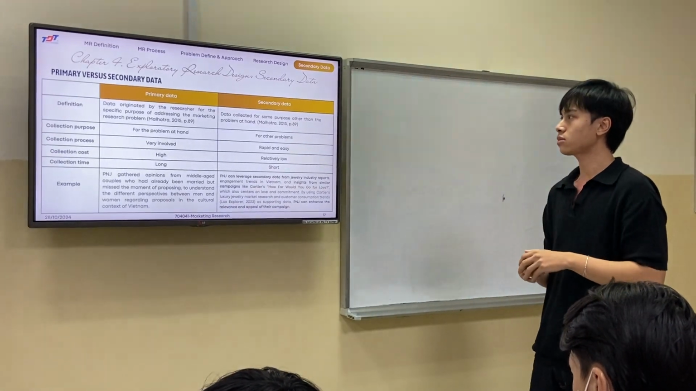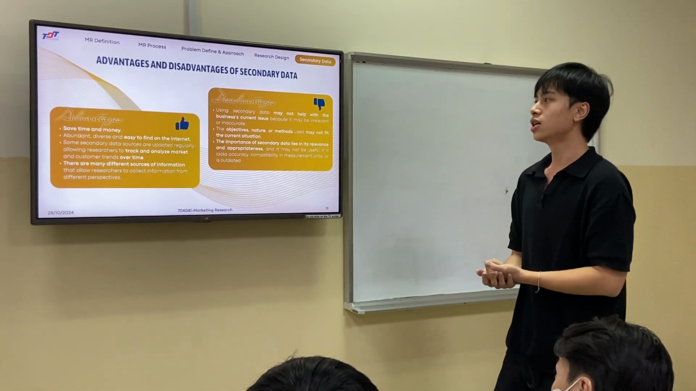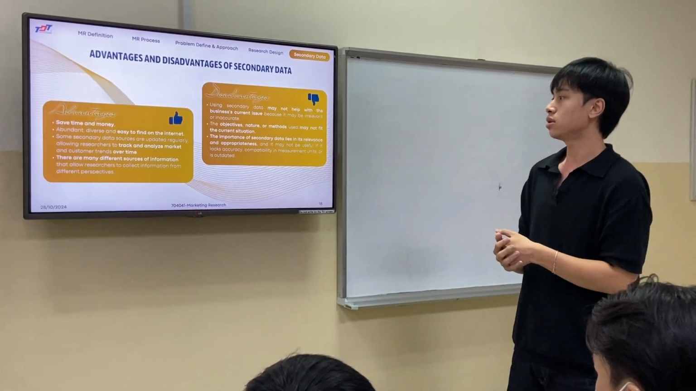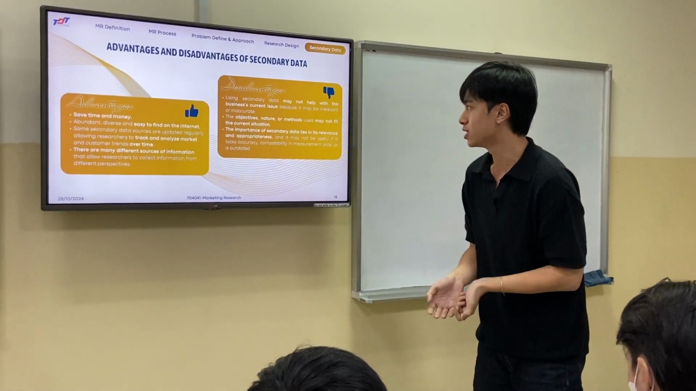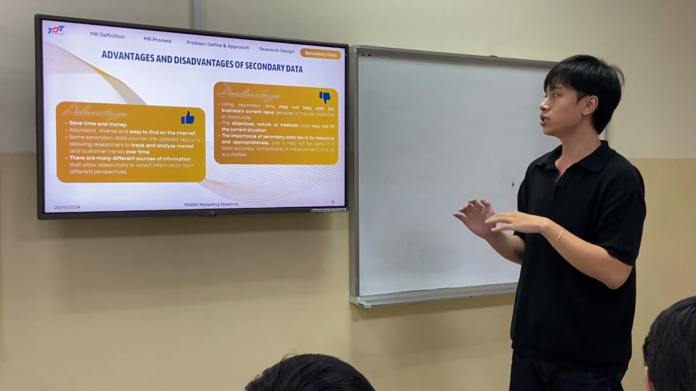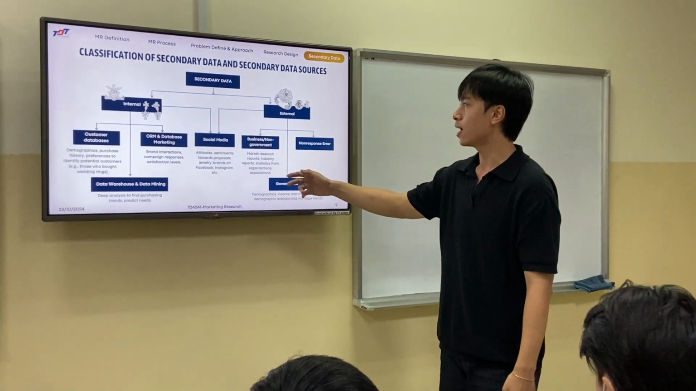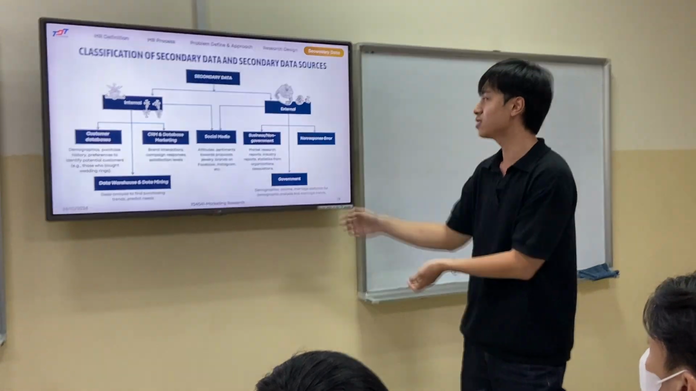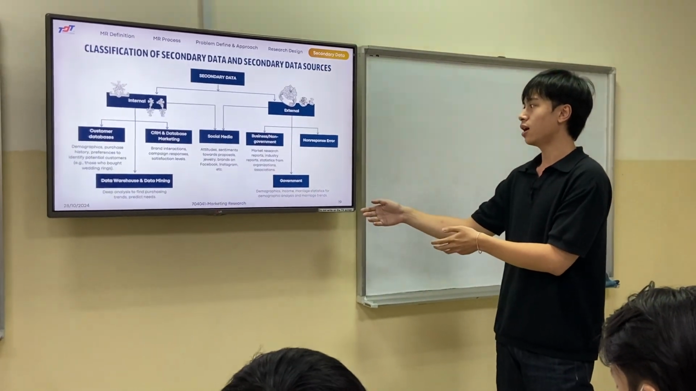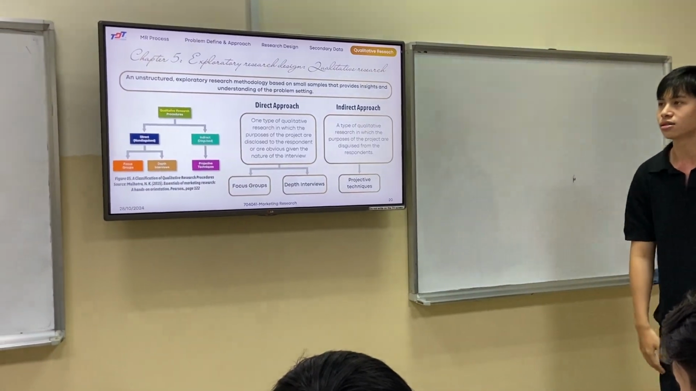Yes, next slide. So this is the advantage and disadvantage of secondary data. It saves time and money. It is easily found on the internet. It tracks and analyzes market trends over time, and there are many different sorts of information. But when we use secondary data, it might not help with the business's current issue, and the objectives might be wrong. Next. This is secondary data, and it has internal and external. Internal is like the database of the brand, and external is like from the government and from other businesses.